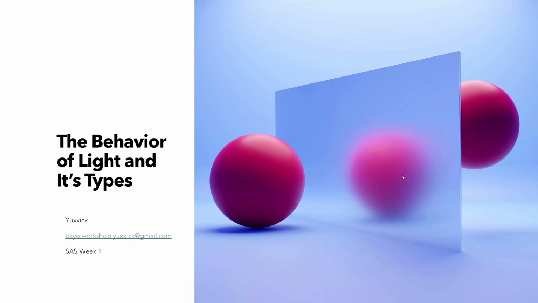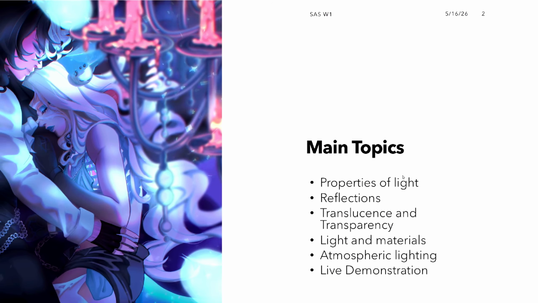Okay. So, the behavior of light and its type. Let's start class. Yay. So here are the main topics. We have properties of light, reflections, translucence and transparency, even though it's translucency and transparency, but anyways, light and materials, atmospheric lighting, and live demonstration.